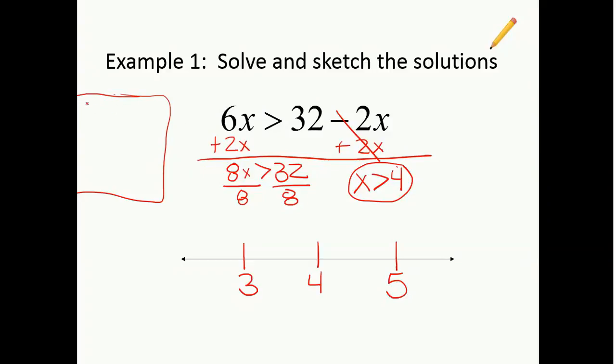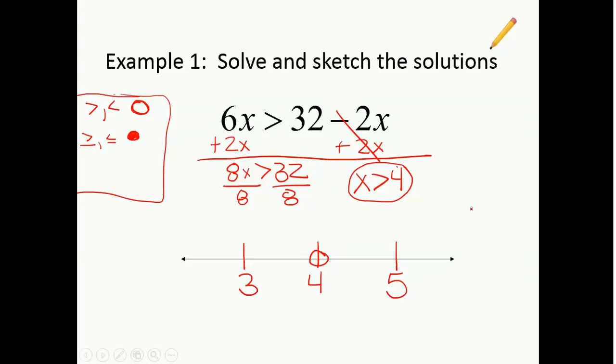Notice how it's a greater than symbol. If you ever see a greater than or a less than, you're going to have what's known as an open dot at your number. Open dot basically means you don't fill it in. If you see a greater than or equal to, or a less than or equal to, you need to close that dot. Basically, you're going to fill him in because he also works. He's equal to. So I have a greater than symbol. I can't use him, so I have to open that dot. I can't show that I can use 4.